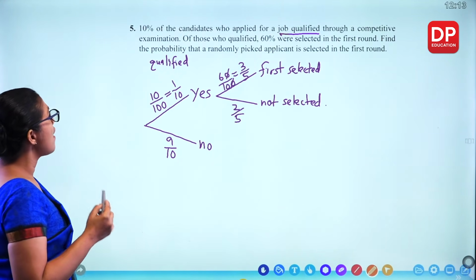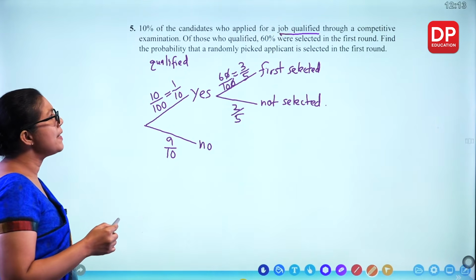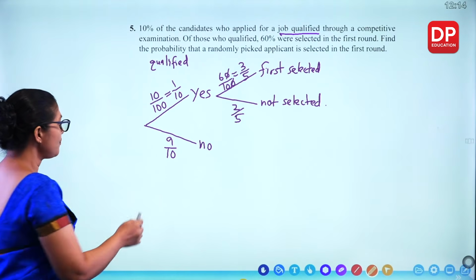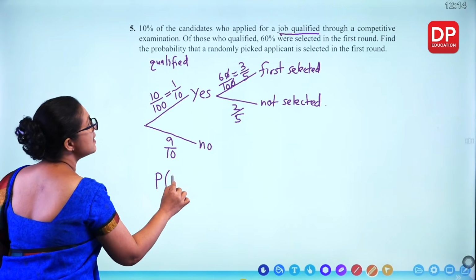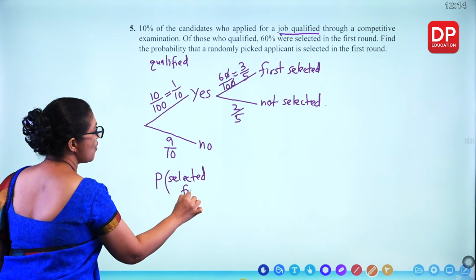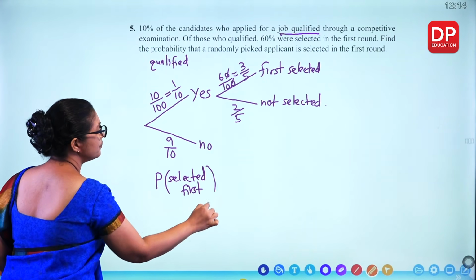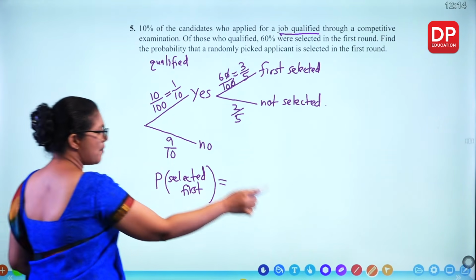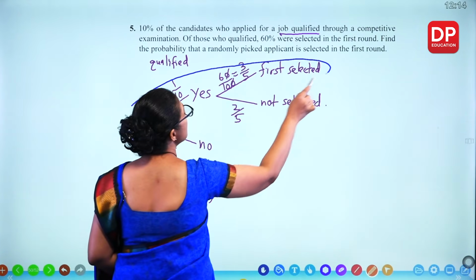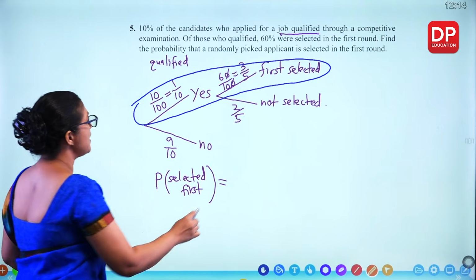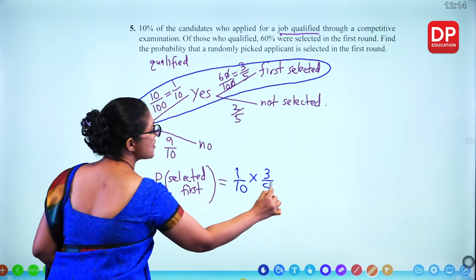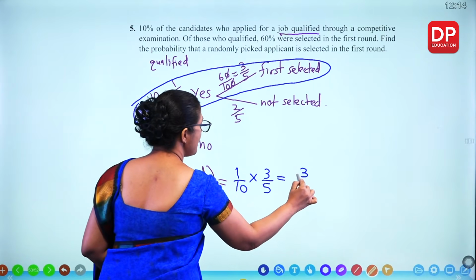Now they are asking, find the probability that a randomly picked applicant is selected in the first round. So the probability of getting selected for the first round is equal to only one branch. Which branch is there? You have to select this one. So that means 1 over 10 times 3/5. You get 3 over 50.